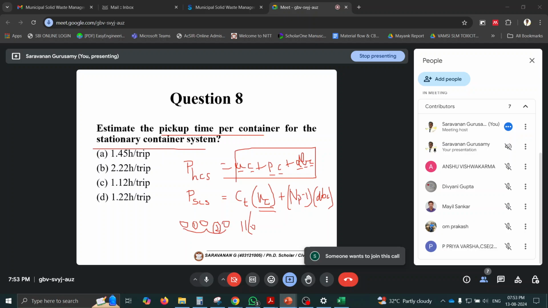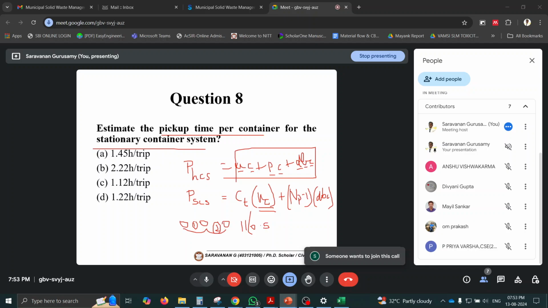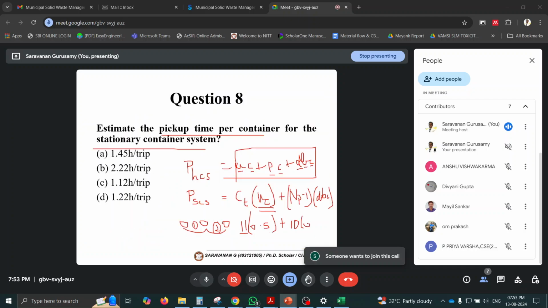UC we know 0.033, or container time for unloading the container, 0.5 hours per container. So 0.5 plus, if you are going to 11 container locations, we need to travel 10 times the distance between the containers. Already we have calculated the DBC, as the location characteristics A, B, C, X are common. So already we have calculated the DBC as 0.16. So we can use 0.16, and we can get the value 11 into 0.5 plus 10 into 0.16.